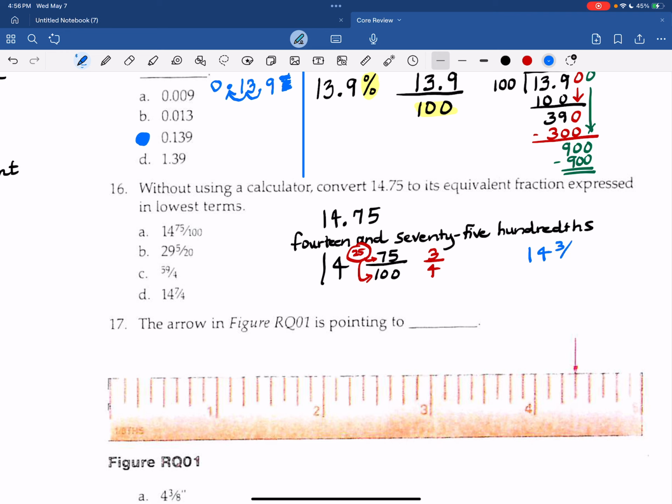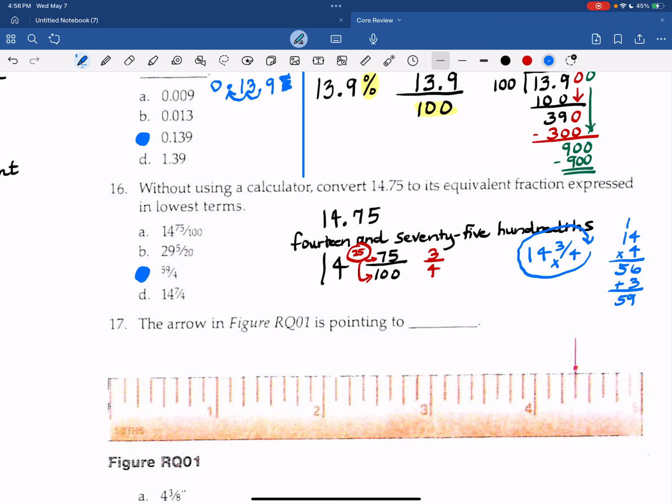But that's not one of the choices. 14 7/4 is, but that's not the same thing. So we have to convert this from a mixed number into an improper fraction. So we'll say 4 times 14, and they said no calculator. That's 56, and then I'll add that 3 to get 59, and I keep the 4 on the bottom. So 59/4 is actually what we're looking for.